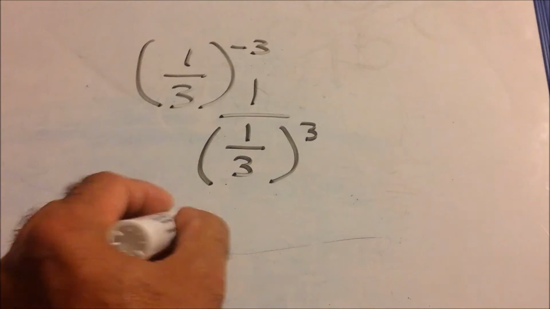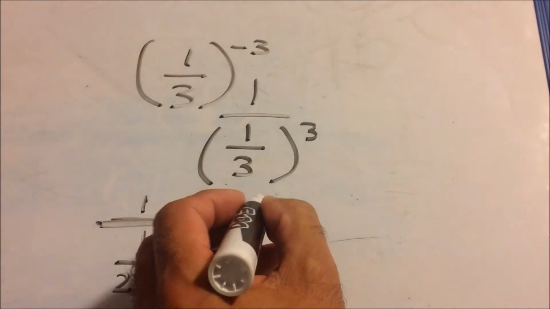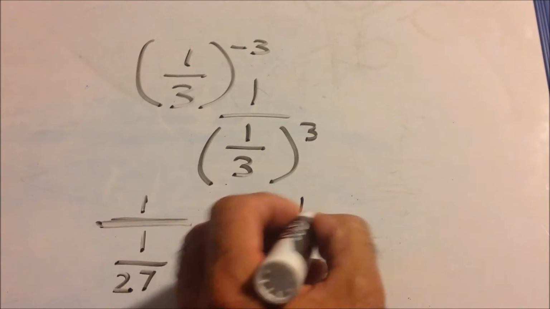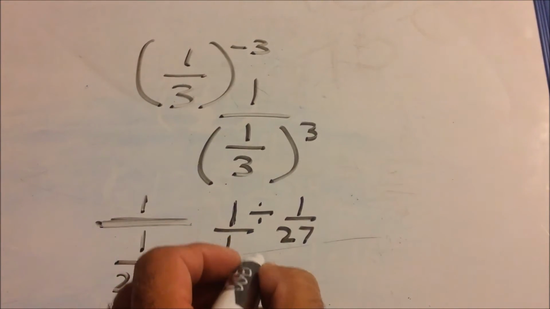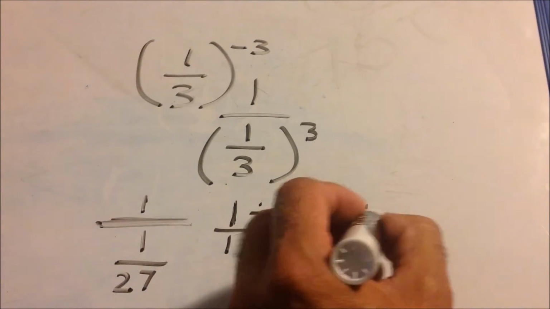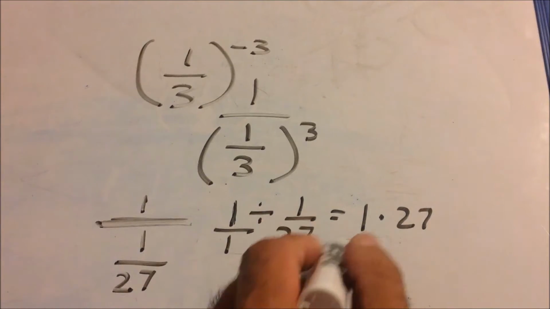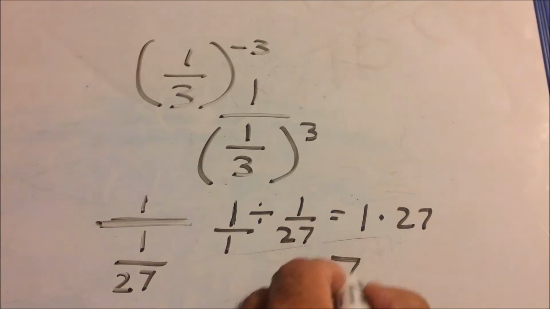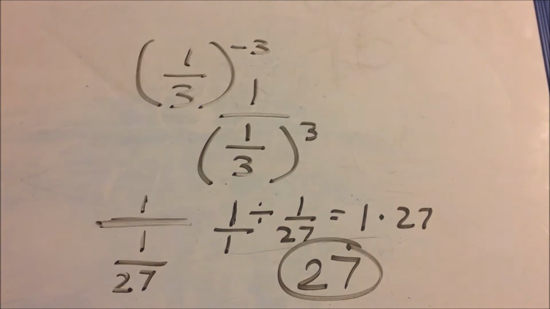By now you probably figured it out. But to show all your work on a quiz, it's 1 divided by 1 over 27. You can put 1 over 1 if you want. And we know that this turns into 1 times 27 over 1, or just 27. And our answer is just 27. So that's if we have negative exponents with fractions.